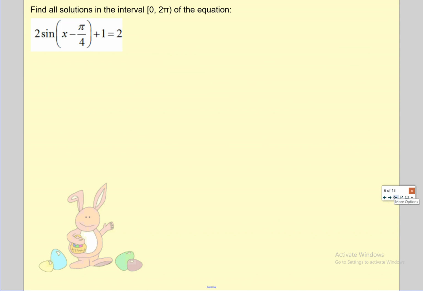Let's try this one. Find all solutions on the interval 0 to 2 pi for the following equation. This problem has kind of a gross angle here, this x minus pi over 4. So I'm going to solve an easier equation first. I'm going to say instead of x minus pi over 4, let's just put a theta there, and then we'll come back and deal with the x later. So let's solve this. 2 sine theta plus 1 equals 2.